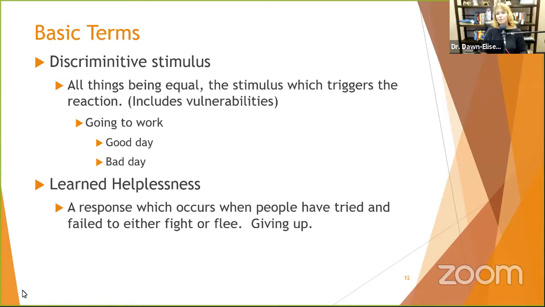So discriminative stimuli, all things being equal, is the stimulus which triggers the reaction. Discriminative stimuli, think about when you go into different scenarios and you just know how to act. When you go into church, you know how to act versus how to act when you go into a gym versus how to act when you go to your grandmother's house. Because there are certain things in those environments that say, okay, this is a different environment. And when you're in an environment like this, this is how you behave.